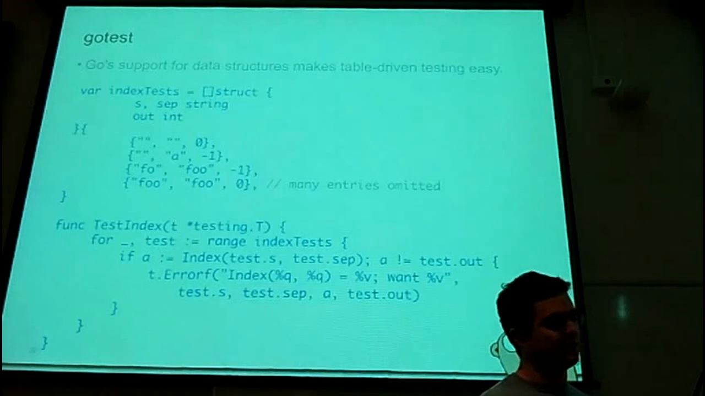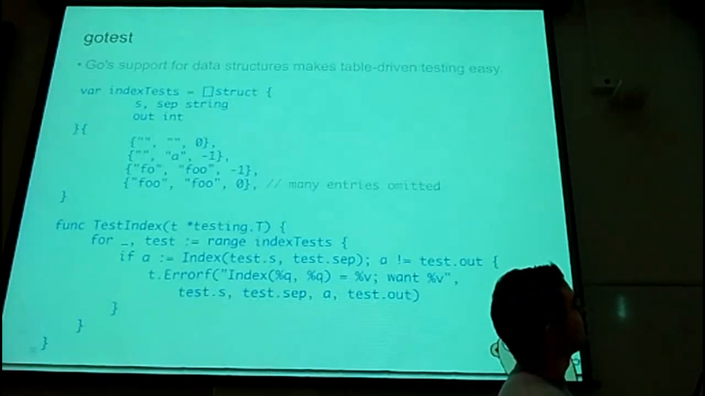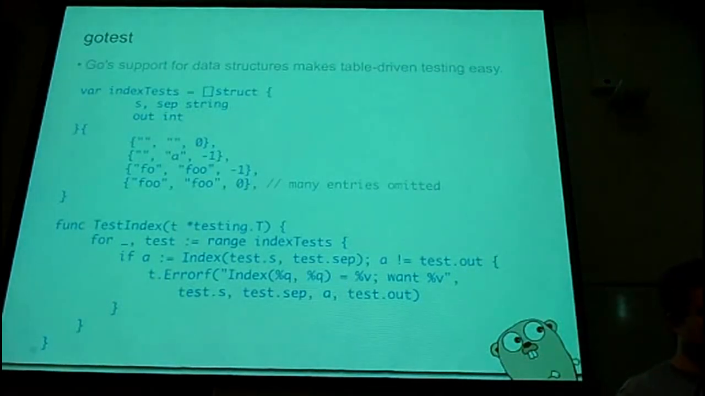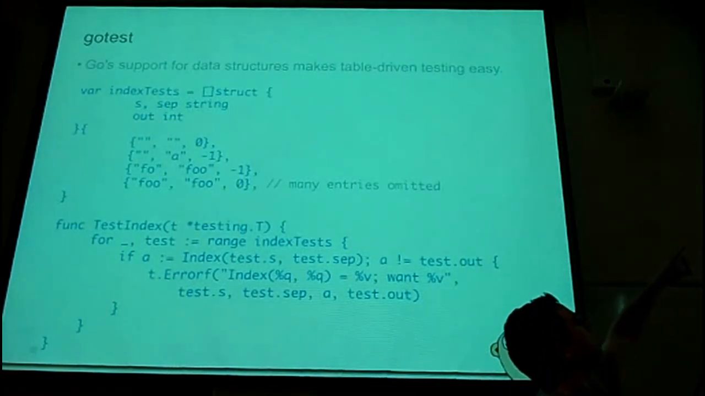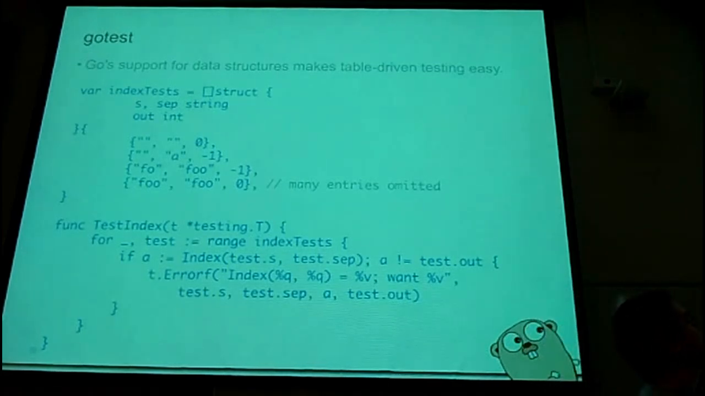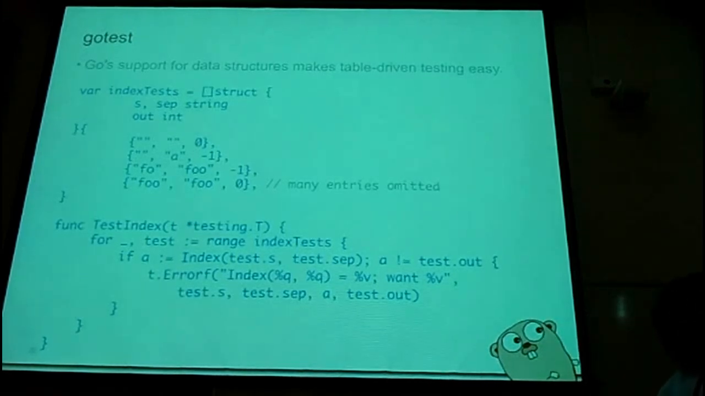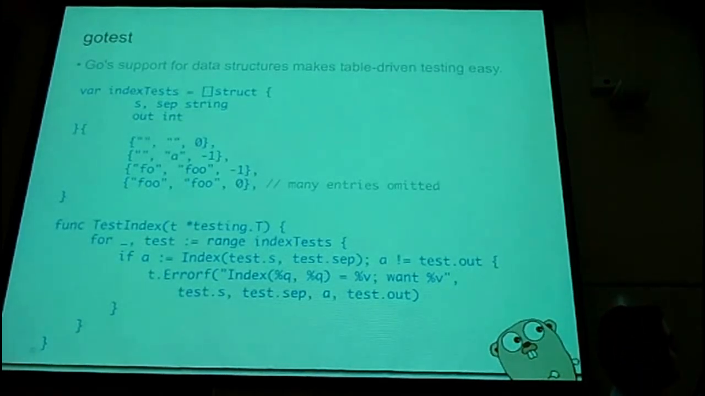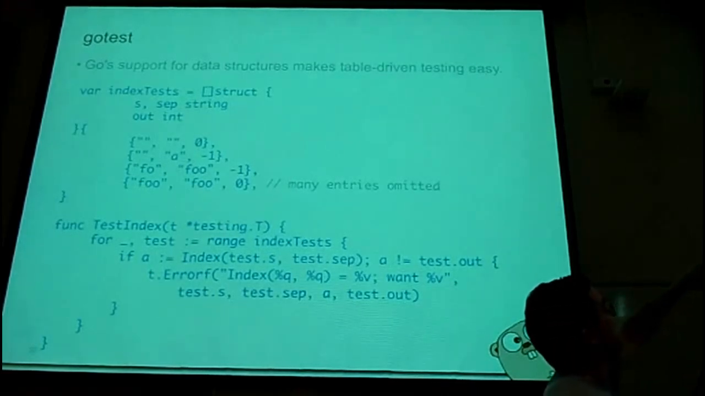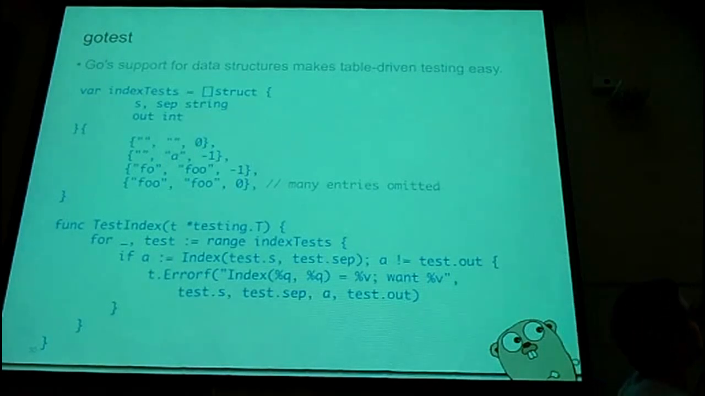And so when you find yourself doing really repetitive testing, Go has really nice support for defining ad hoc anonymous data structures. So this global variable, index tests, is a slice of structs. We're testing the strings index function, a function that finds the index of a substring inside of a string. It takes s, which is the haystack, and sep, which is the substring to be found. And then out is the result of that index function. So we just have a list of those cases here.